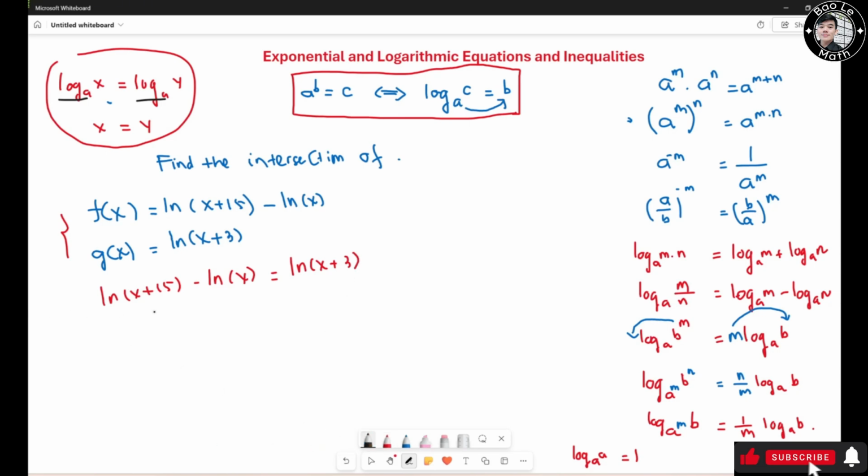So then I use the quotient rule to condense this one. So it will be natural log of (s plus 15) over s equals natural log of (s plus 3), right? And then I just equate both sides using the formula right here. So (s plus 15) over s equals s plus 3, right? Now I need to multiply both sides by s, so it can be s plus 15 equals s squared plus 3s. And then I need to convert this one into a quadratic equation.